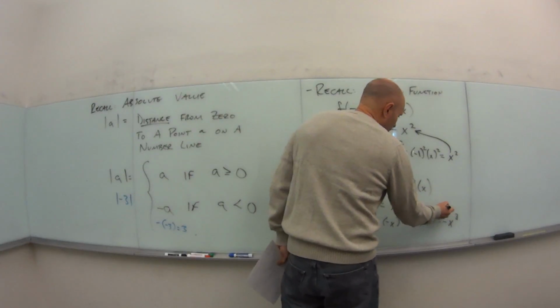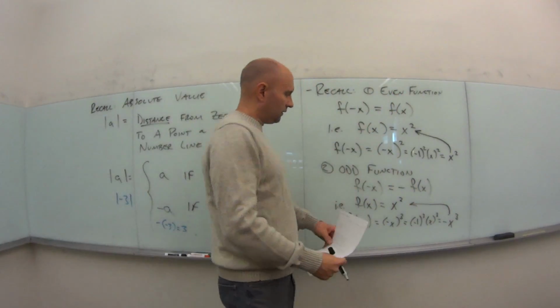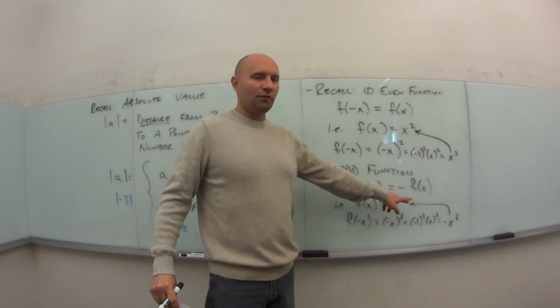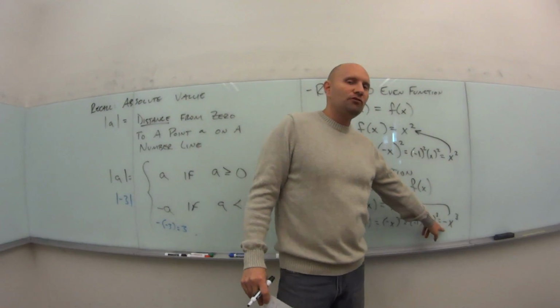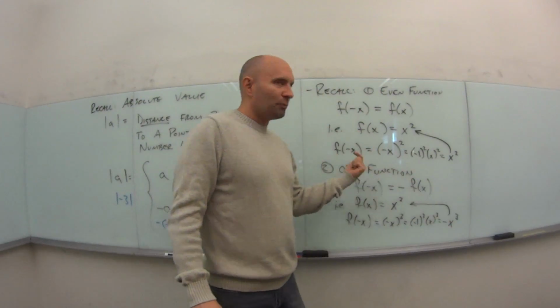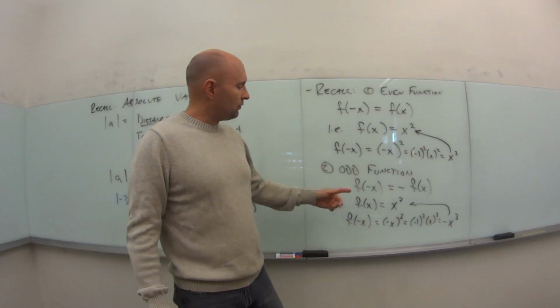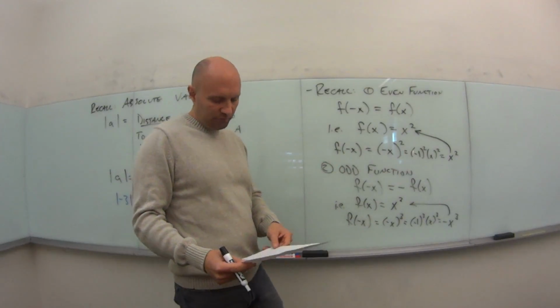Now compare this to our original. The original was plus x to the third. Now the plus is changed to a minus. So because it switched just that value, that would tell us that this is an odd function.